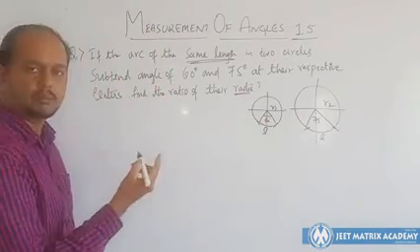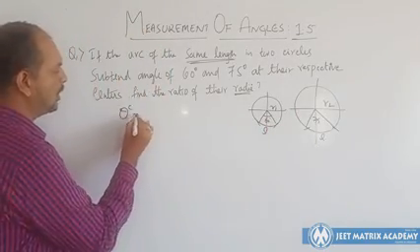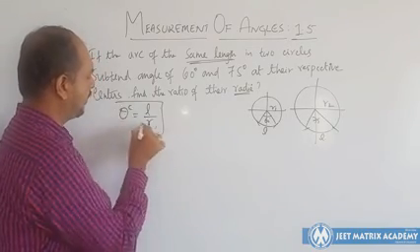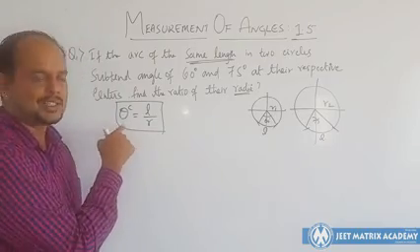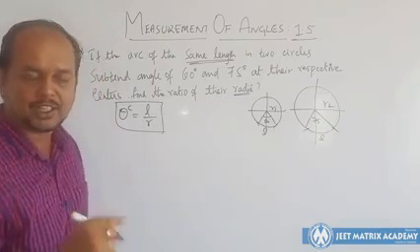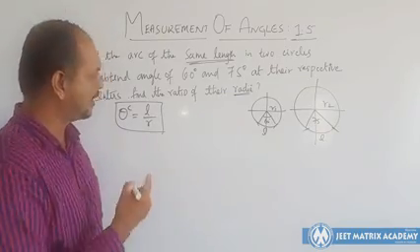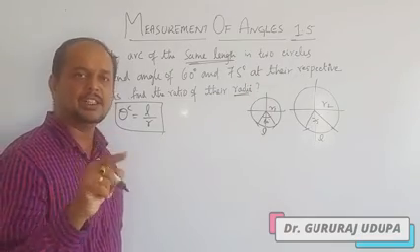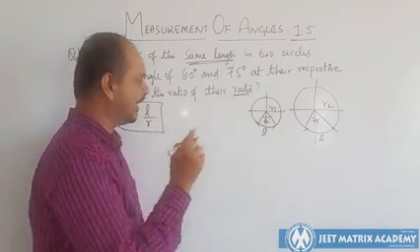For both we are supposed to use the standard result theta equal to L by R. So theta is always in radians in this equation. So it's better to convert 60 and 75 degrees first to radians. How do you convert to radians? If I want to convert to radians, multiply by pi divided by 180. This is a simple trick you can use.